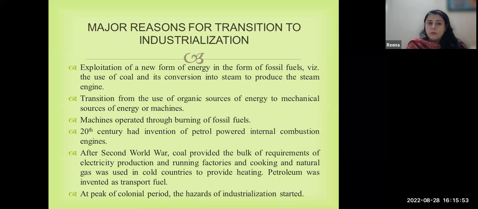What were the major reasons for the transition to industrialization, why did we take to industrialization in such a massive manner? There was a new form of energy in the form of fossil fuels, and with the use of coal and its conversion into steam, we could make transportation and access to remote locations much easier. So that gave a thirst for industrialization through fossil fuels, and then the transition from organic sources of energy took over to mechanical sources of energy, or machines. That again gave another thirst.